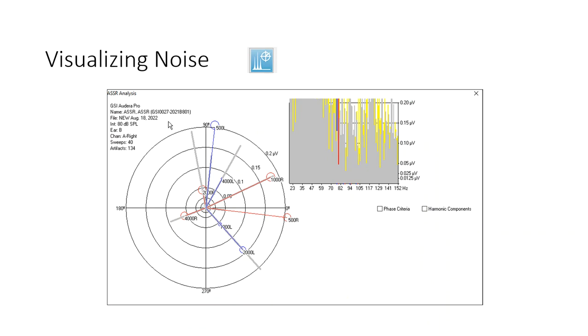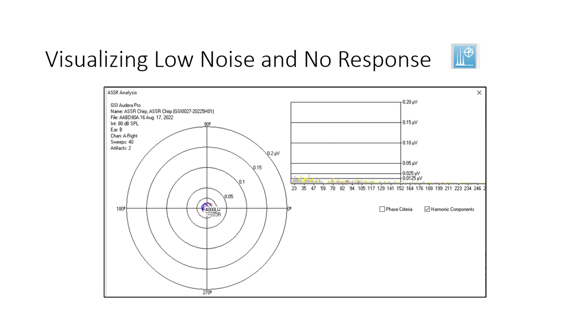The other nice thing about looking at this data is at a glance, you can get some idea of how noisy the patient is. In this case, almost the entire FFT is gray, so this is way too noisy to get any usable data. Maybe the patient's moving around a little bit, maybe an electrode came off, so you can get an at-a-glance idea of the noise.